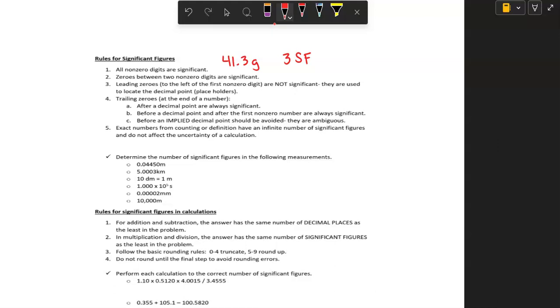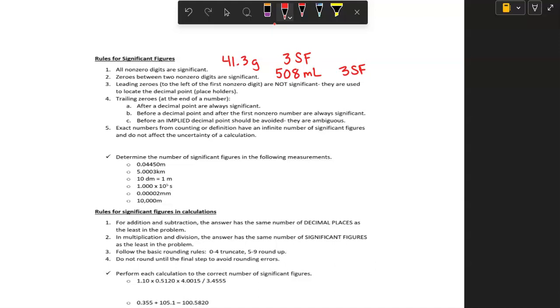Zeros turn out to be where we have some trouble because depending on where they are determines whether they are considered significant or not. So if you have a 0 that's sandwiched between two other numbers, it's automatically significant. So if we have, say, 508 milliliters, that also has 3 significant figures because that 0 is between two non-zero digits.